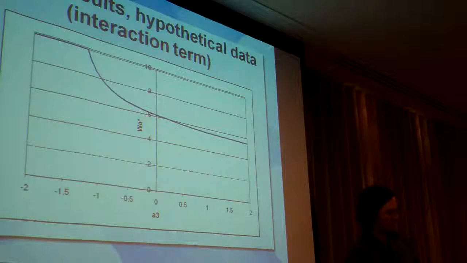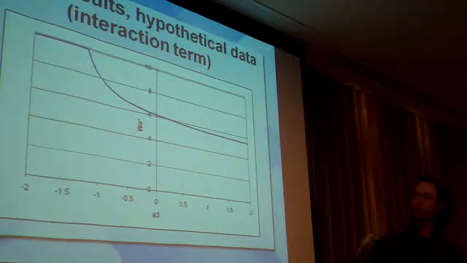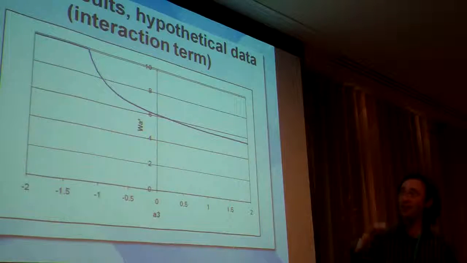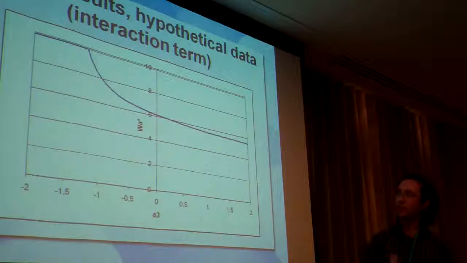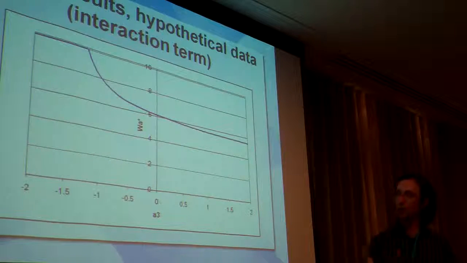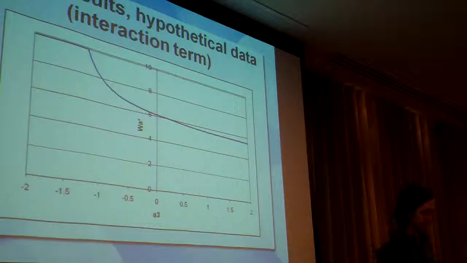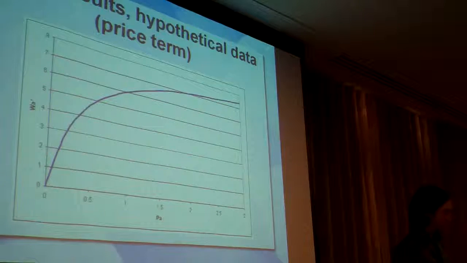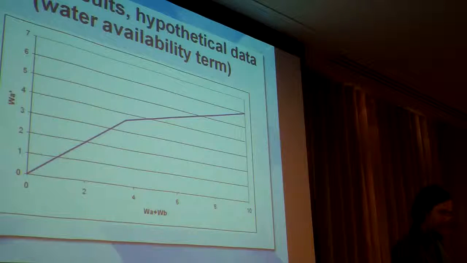At very low levels of the interaction term, you end up with a corner solution. All of the water is allocated to ecosystem A in this case. Then as you increase A3, you move to an interior solution, and you end up getting a more and more balanced allocation of water. Here's the price term. I'll skip over that.